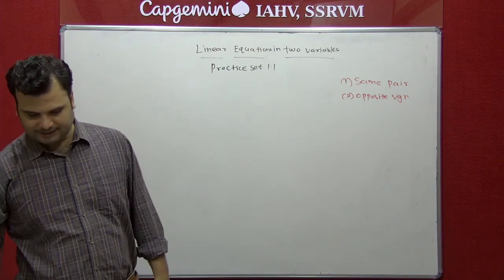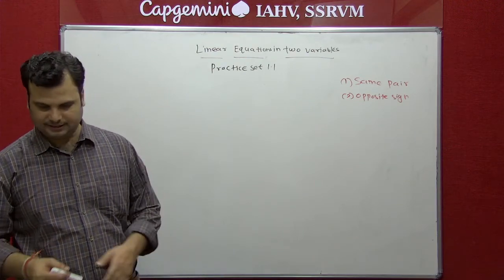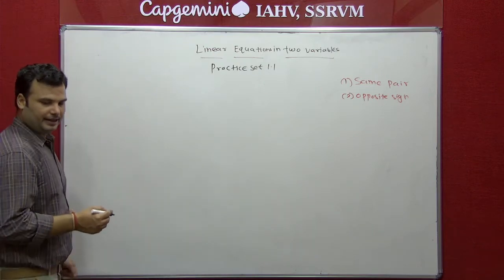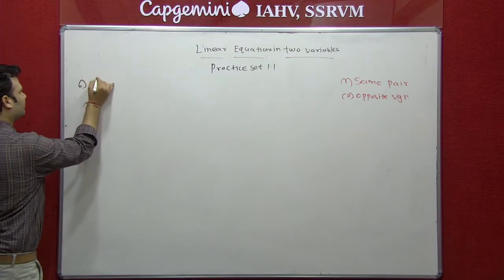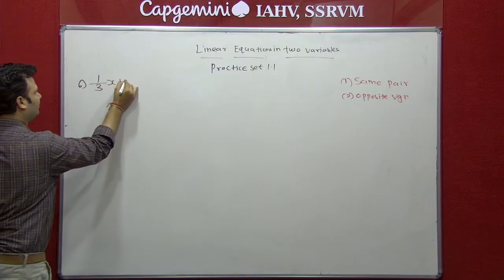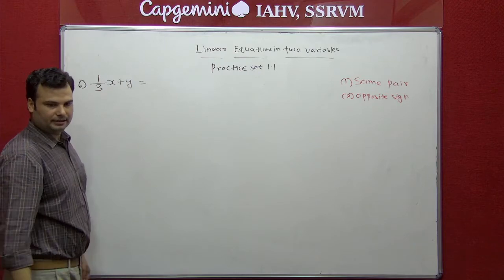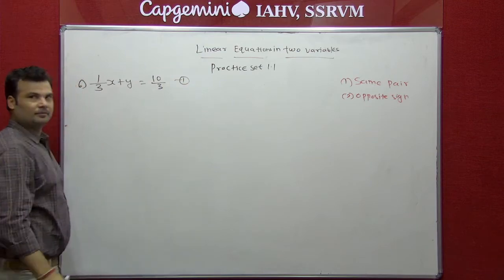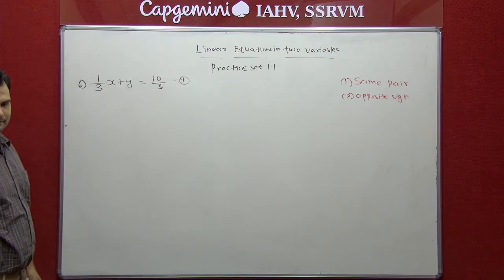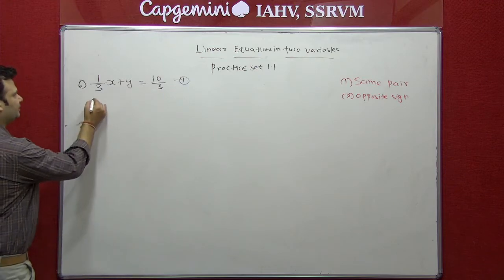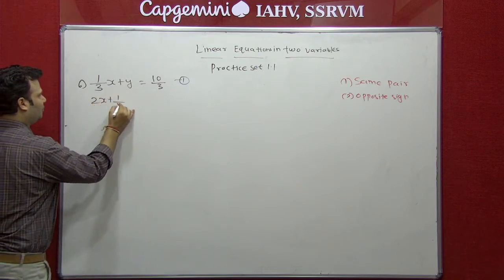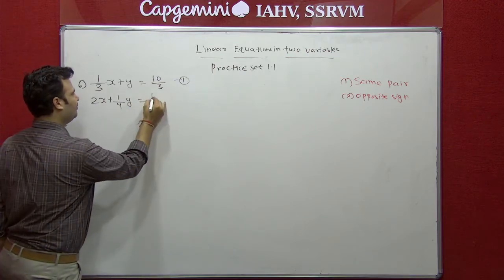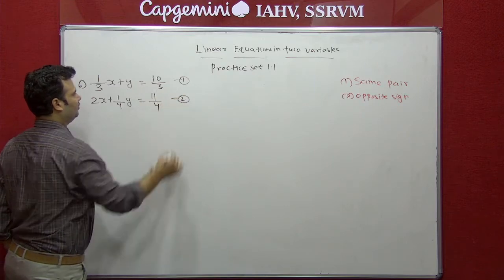Student, now sum number 6 is also very important. Let's check what is sum number 6. That is 1 upon 3x plus y equal to, it is given, 10 upon 3. This is equation number 1, and equation 2 is given 2x plus 1 upon 4y equal to 11 upon 4. This is equation number 2.